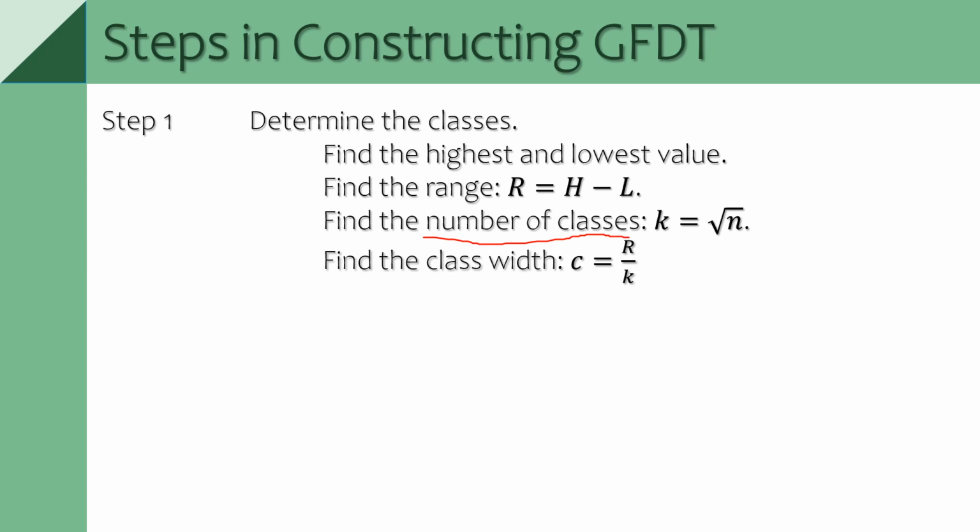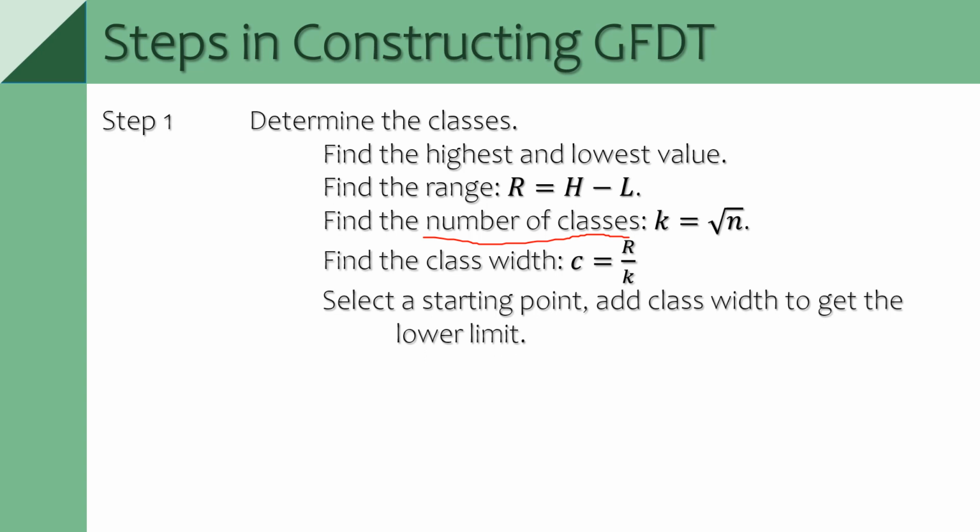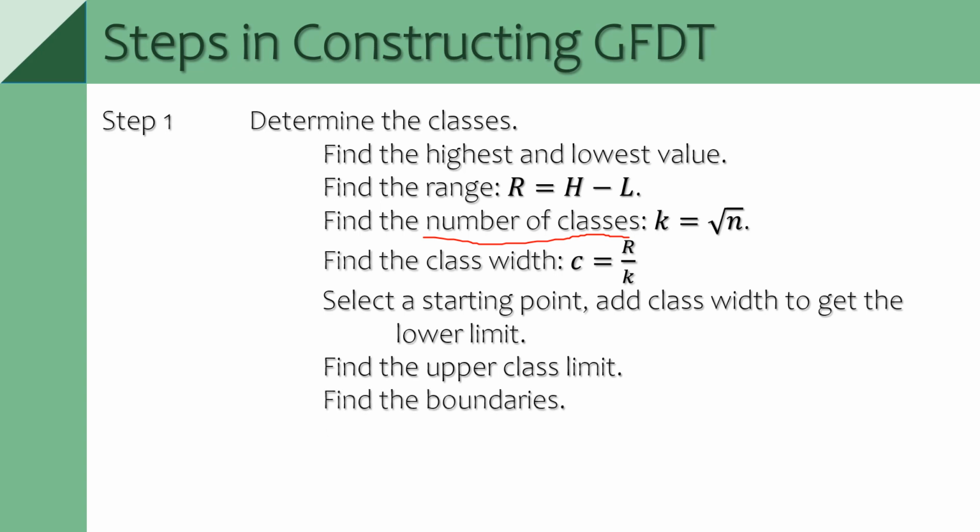At yung number of classes, yun yung bawat row. Okay, next is select the starting point. So, yung starting point is most common ay yung pinaka-lowest values. And then, add the class width to get the lower limit. Okay, so i-add natin yung class width natin para makuha natin yung lower limit. And then, find the upper class limit. And then, find the boundaries.